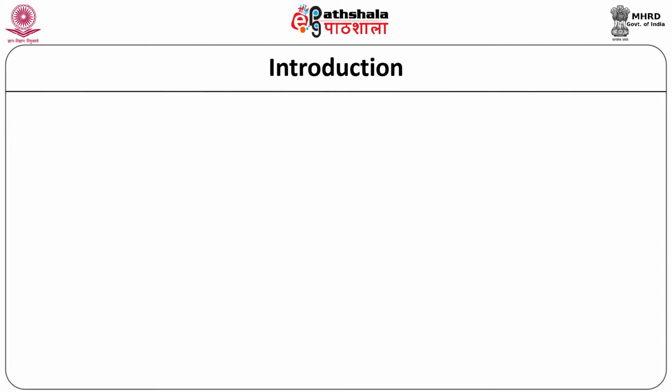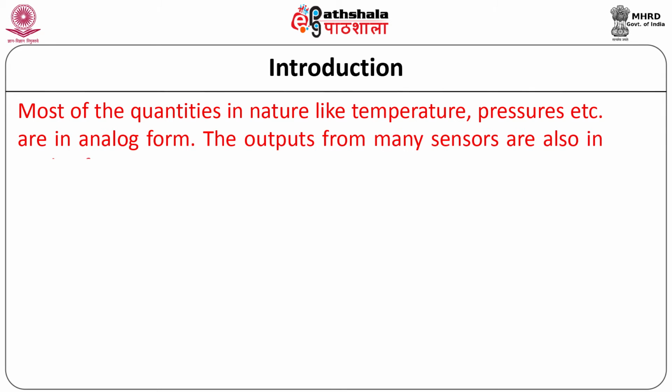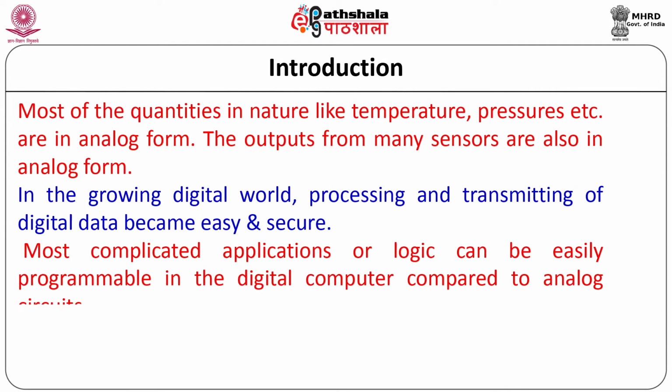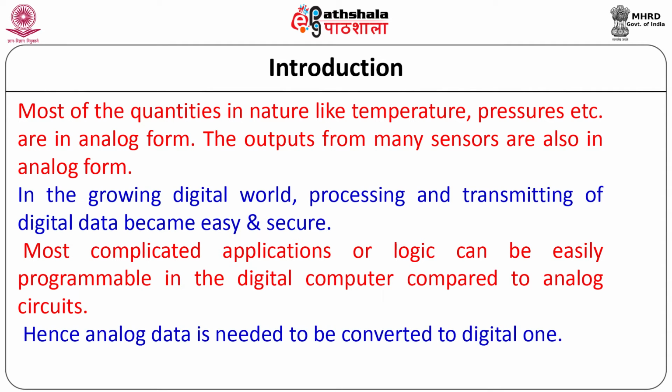As we know, most of the quantities in nature like temperature, pressure, force, vibrations, light intensity are in analog form. The output of many sensors are also in analog form. It is found that the processing, transmission of digital data is easy as well as secure, and hence analog data is needed to be converted into digital form.